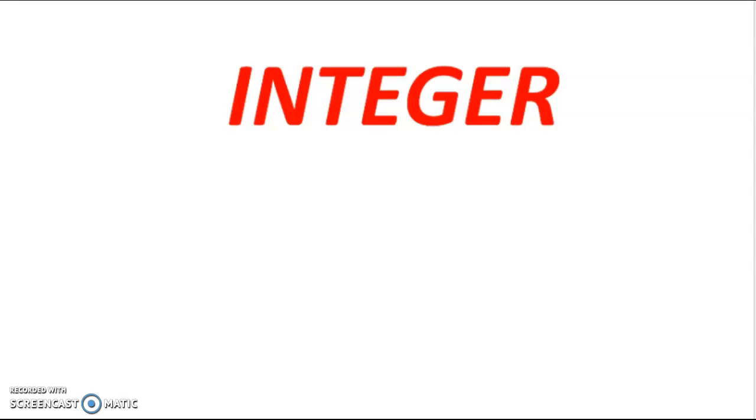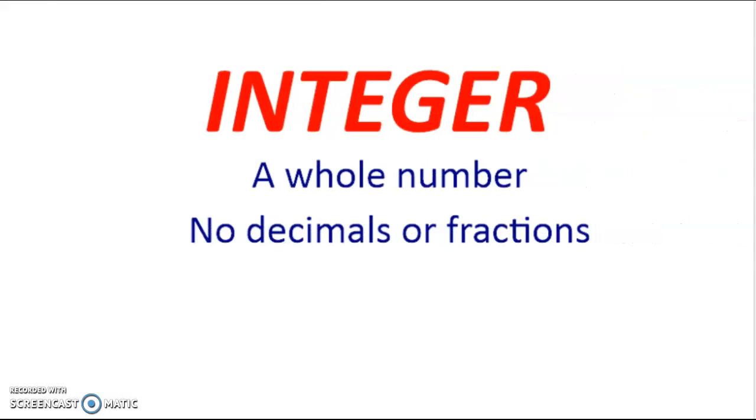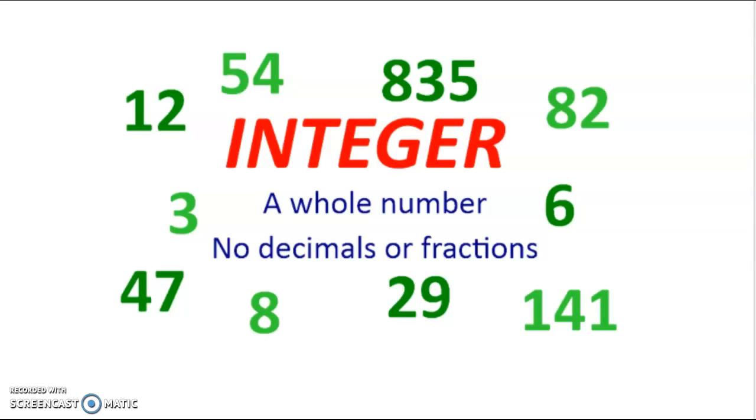Integer is something that we looked at last week. Can you pause the video and just say what you can remember about the word integer? Let's have a look if you got it right. So an integer is a whole number. So that means a number which has no decimals or fractions. So some examples I have on the screen here: 12, 3, 47, 8, 29, 141, etc. None of those have a decimal point or a fraction involved. So those are examples of integers.